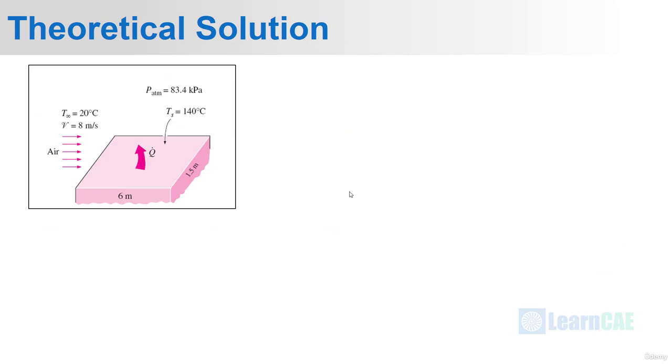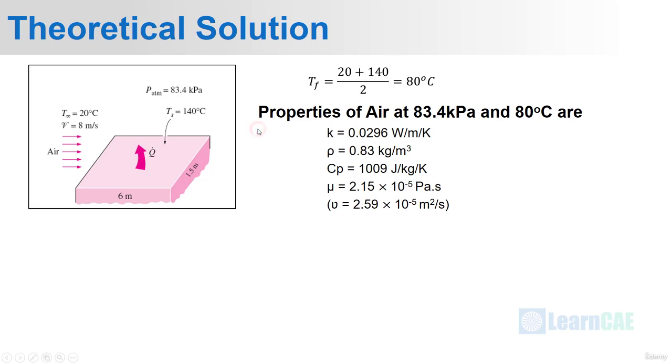Here we have to find out the film temperature, which is nothing but the average of airflow temperature and the surface temperature. So the film temperature T_F is given by (20 plus 140) divided by 2, which is equal to 80 degrees Celsius. This will be the approximate temperature near the wall boundary. So we have to consider this temperature and find out the properties of air. The properties are listed here for this condition, that is 83.4 kilopascal and film temperature of 80 degrees Celsius.